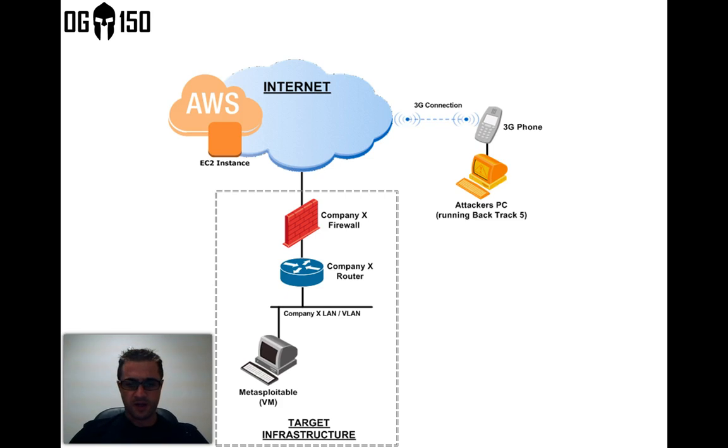So what do we have? We have a target infrastructure which consists of a firewall, a router and a metasploitable VM. Now the metasploitable VM is simulating a server on the target infrastructure which we, the pen tester, or could be an attacker, is trying to get access to.